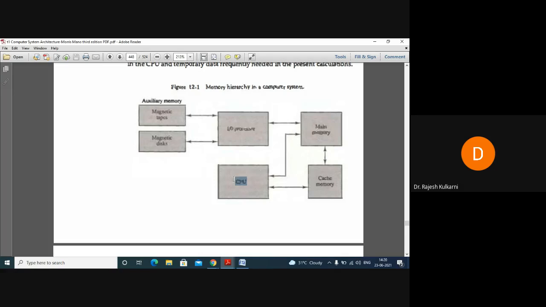Now, it means not all the data, not all the instructions, not all the programs can be stored in the registers of the CPU. So what we require is storage in the form of memory. So whenever CPU wants to execute a program, that program will be brought into the main memory. Now, what is the example of a main memory? The example of a main memory is RAM.